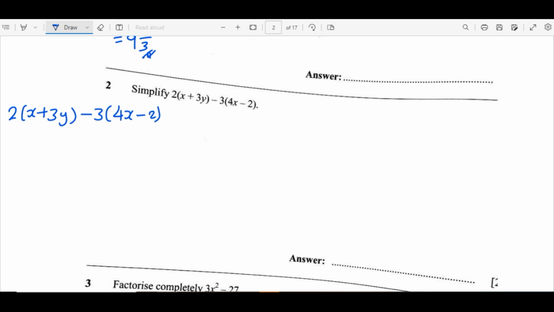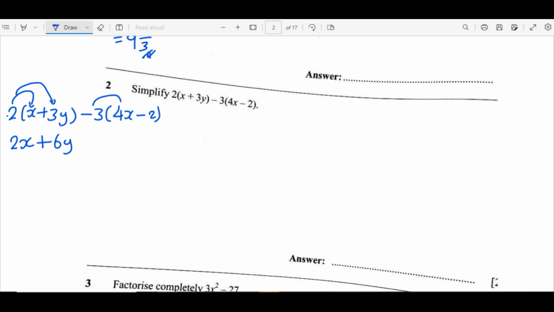So whatever number or letter that we have outside the bracket must multiply everything. This 2 will multiply with x, step 1. Then the second one we have to multiply by 3y, and make sure you take into consideration the signs. 2 is positive times x positive, which is giving us 2x. Then 2 times 3y will give us 6y. We are done with the first part.